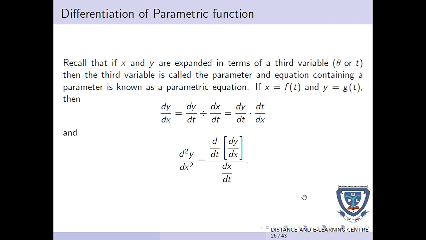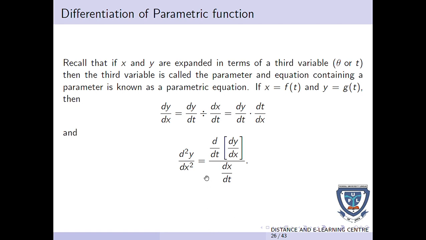So let's look at some differentiation of parametric functions. Recall that if x and y are expressed in terms of a third variable theta or t, then the third variable is called a parameter, and the equation containing a parameter is known as the parametric equation. Now, if x is equal to f(t) and y is equal to g(t), then dy/dx is equal to dy/dt divided by dx/dt, depending on the parameter that was used.